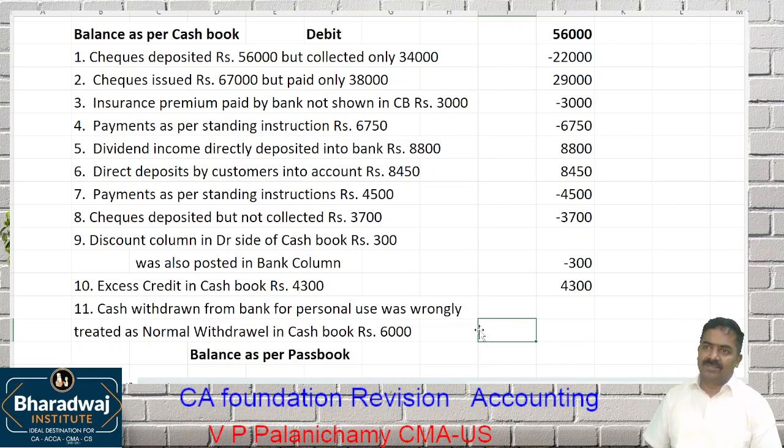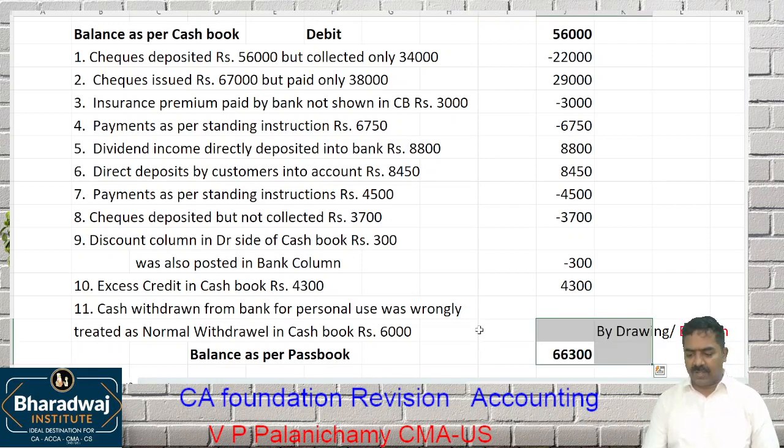Do we reconcile? No need to reconcile. Why? Because the bank column is correct. What is the entry when you withdraw money? Drawings to bank account. When you withdraw money for official purpose, cash to bank account. Anyhow, it is recorded in the bank column. The payment has already been credited in the bank column, and the bank would also have reduced it. So no reconciliation required.